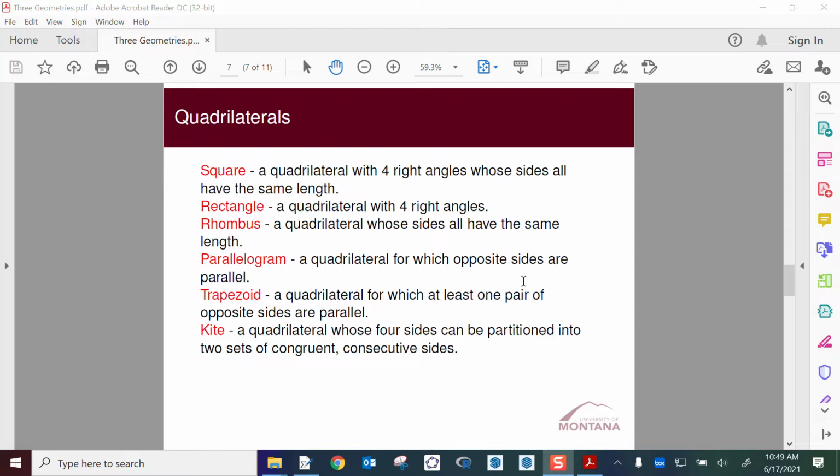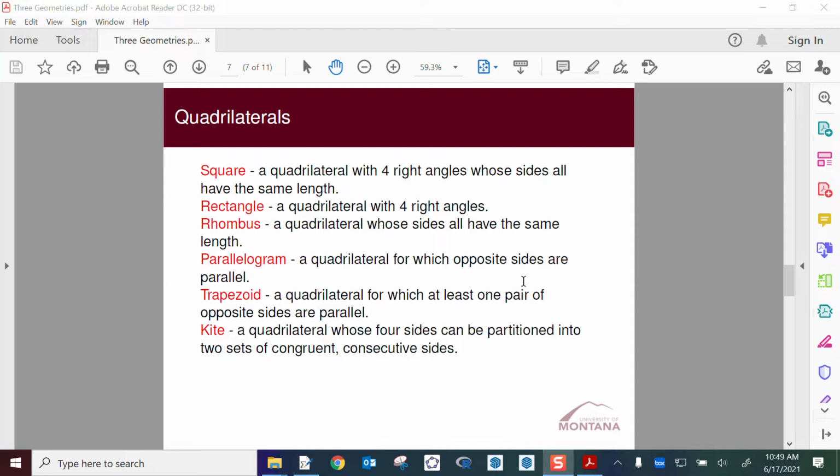It's kind of a tricky definition for a kite, because of course you can't just say two sets of consecutive congruent sides, because then that might imply that, let's say, three congruent sides side by side would be enough for something to be a kite if we didn't partition them into two sets.